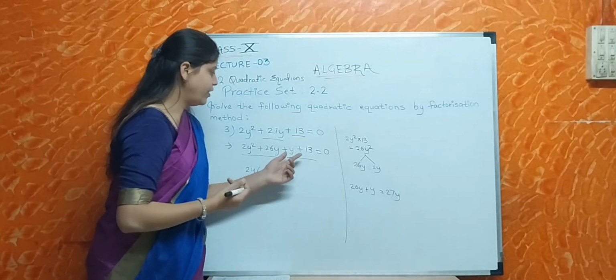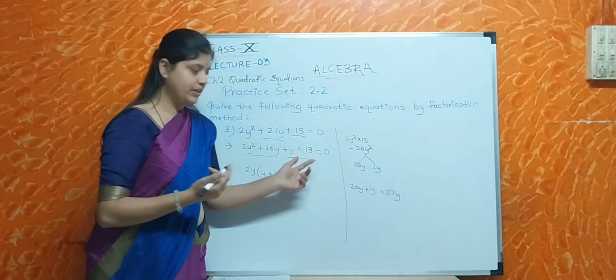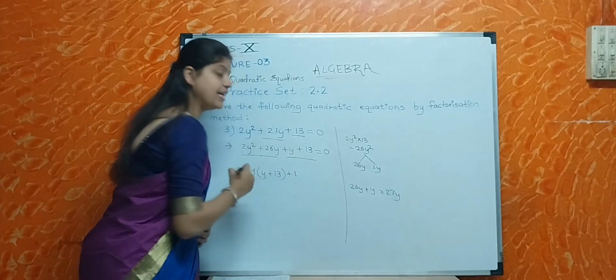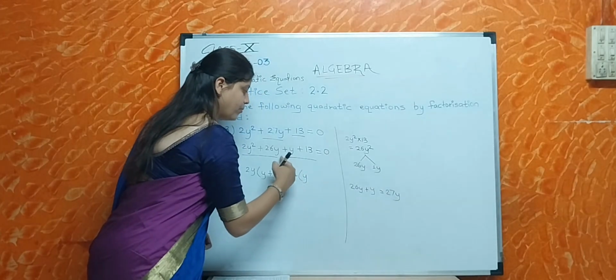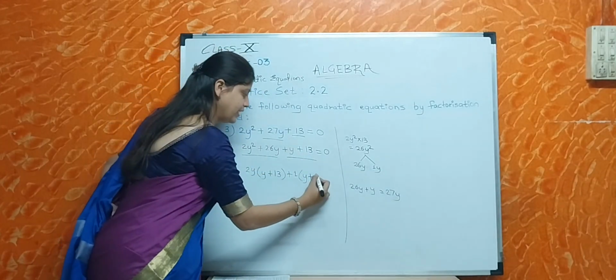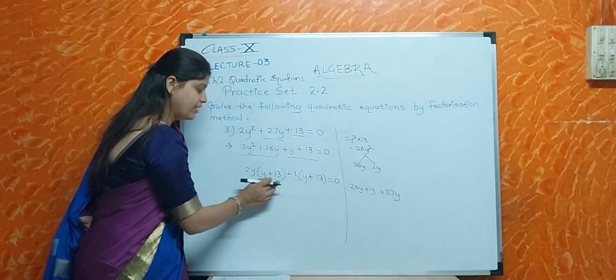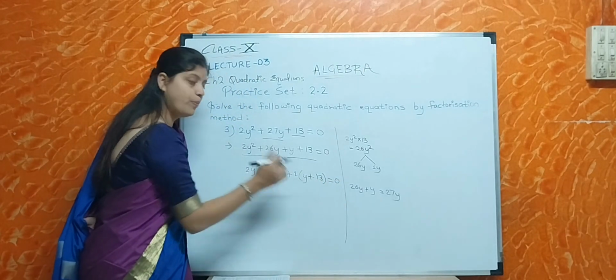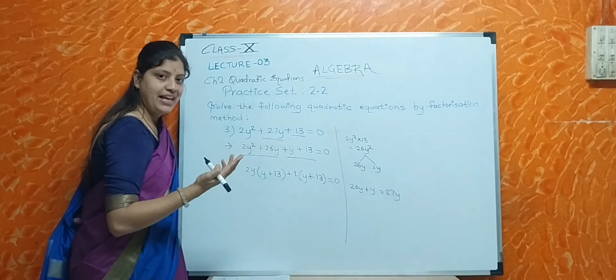Similarly here, what is the sign? Plus. Now here what is common? Nothing is common. When nothing is common, we will take common as 1 itself. So 1 into y is y, plus plus plus, and 1 into 13 is 13 is equal to 0. So here in this step we have got two brackets the same. That means we are in the right direction.